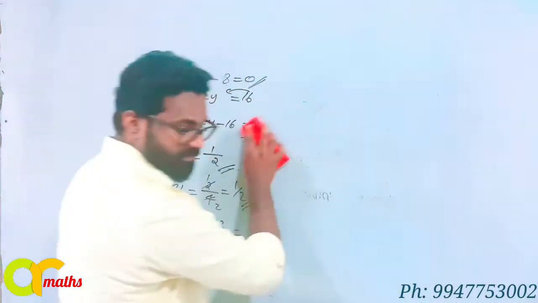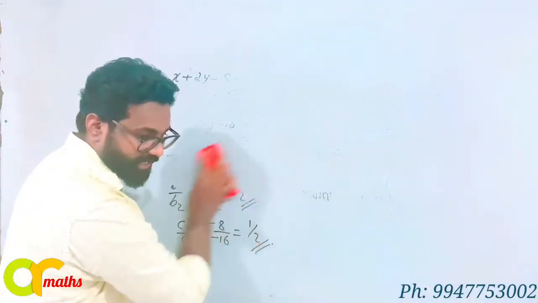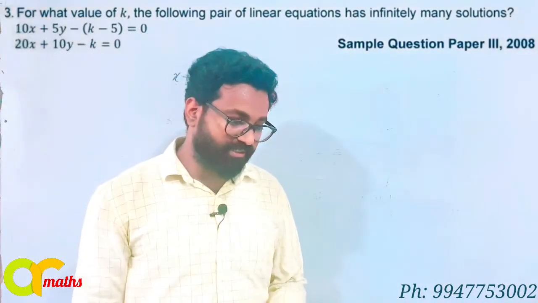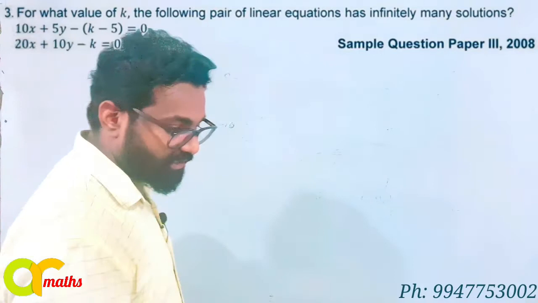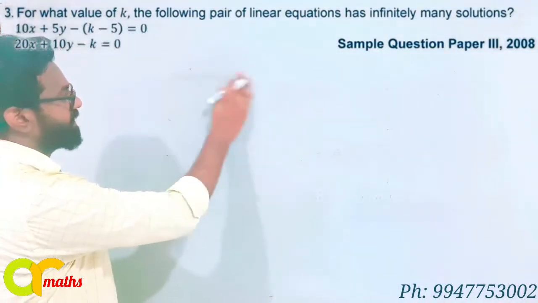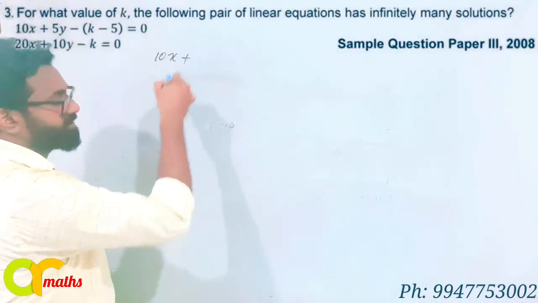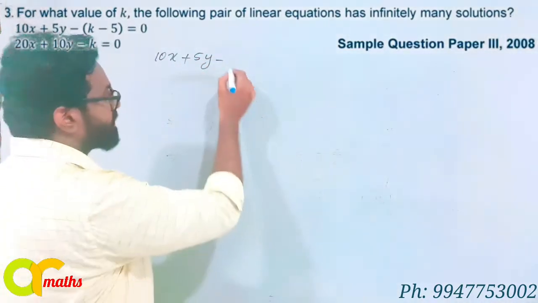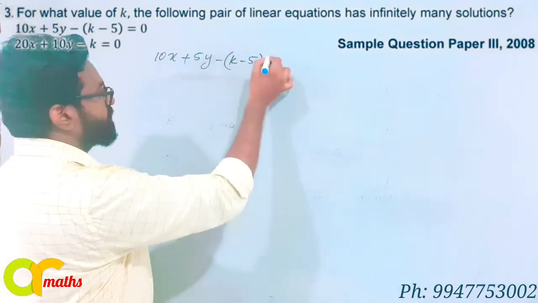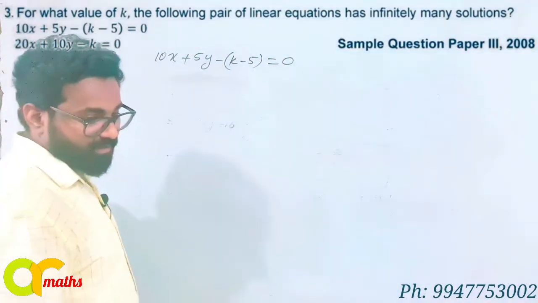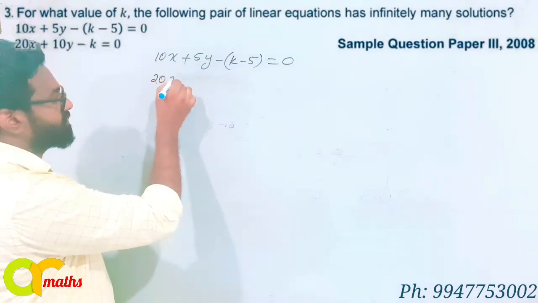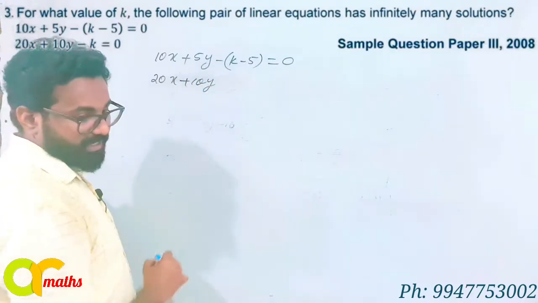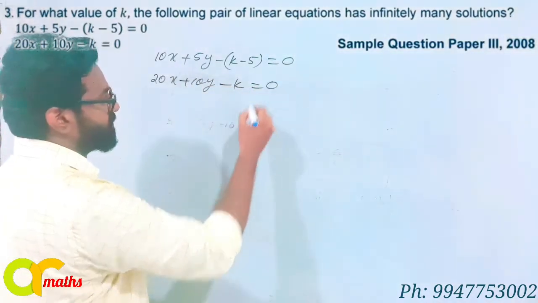For what value of k does the following pair of linear equations have infinitely many solutions? The given equations are 10x + 5y - (k - 5) = 0 and 20x + 10y - k = 0.